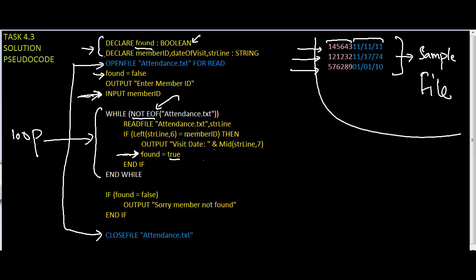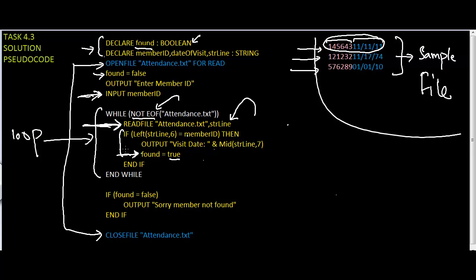Inside this loop, we are doing 2 things. First, we are reading a single line from the file. Once this line is read, with the help of the read file instruction, the entire line of data is going to be copied into the str line variable. So we're reading a single line of data from within our file using the read file instruction.